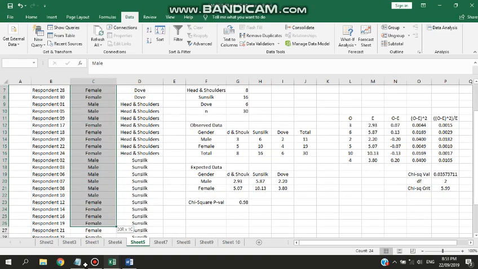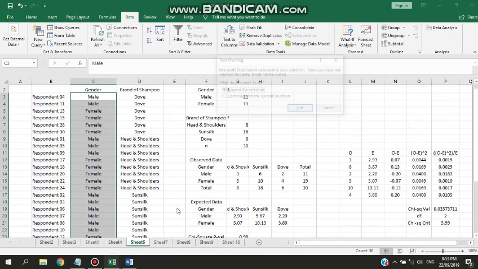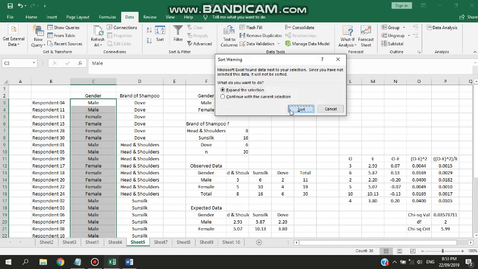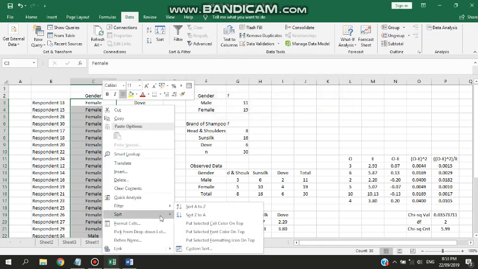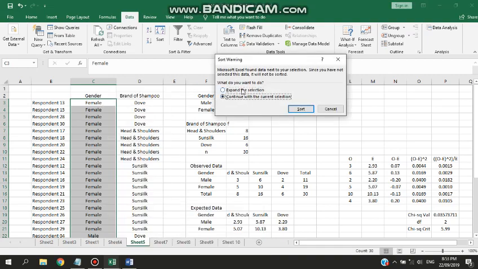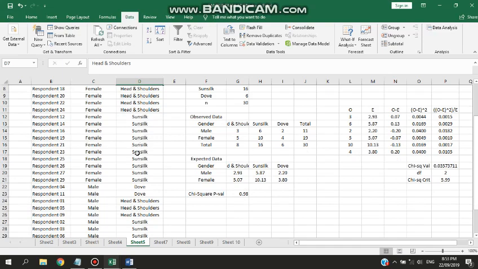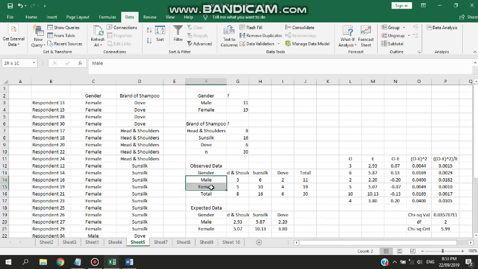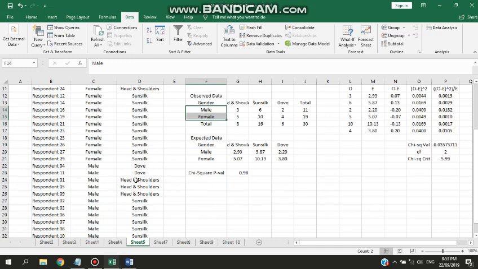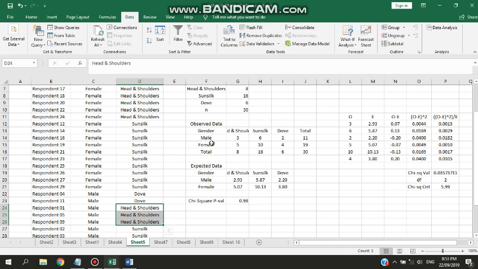You can also rearrange this one again. You see, you just have to sort, use the selection above, and that's it. It's much easier when the category has few entries. For male, how many chose Dove, how many chose each shampoo, same.